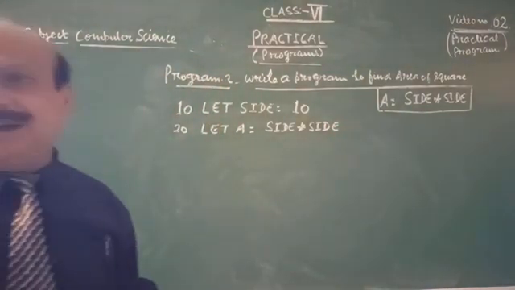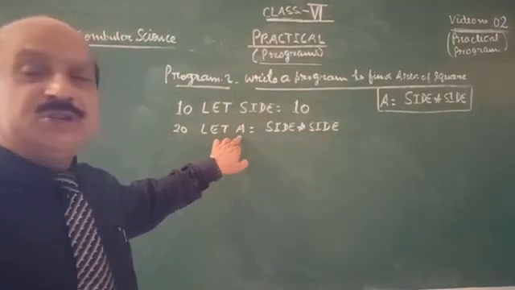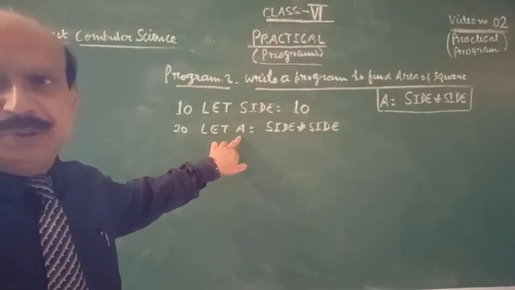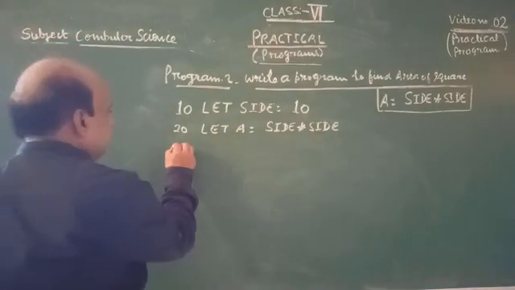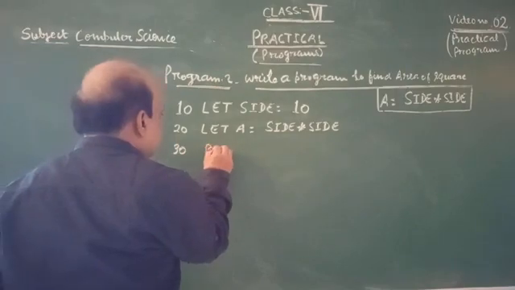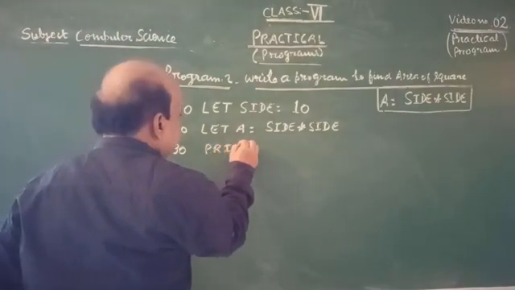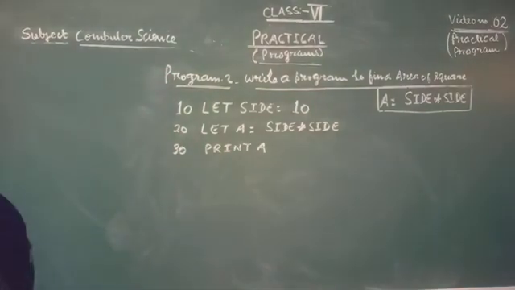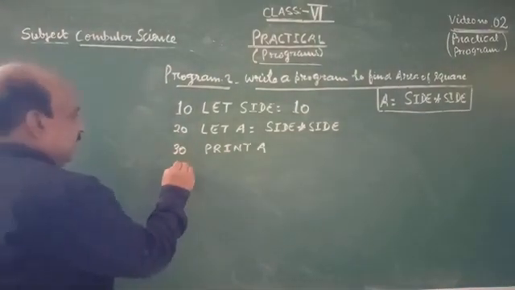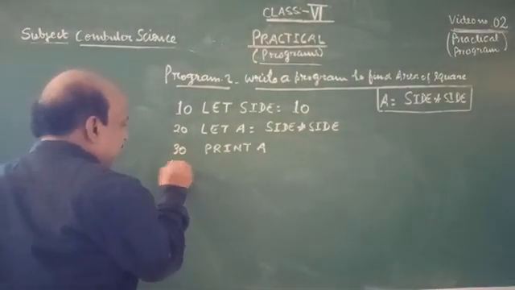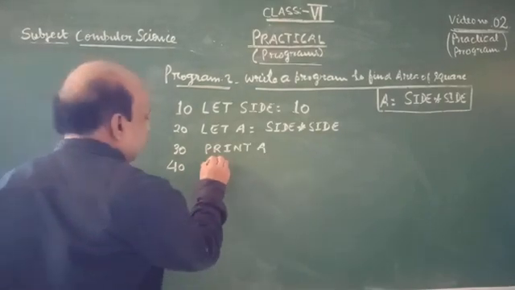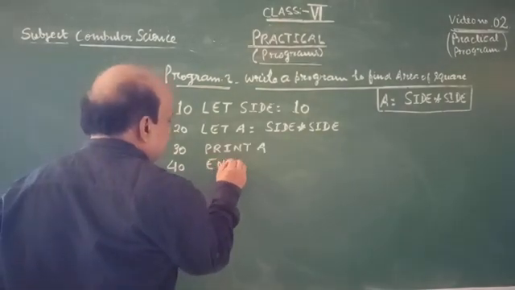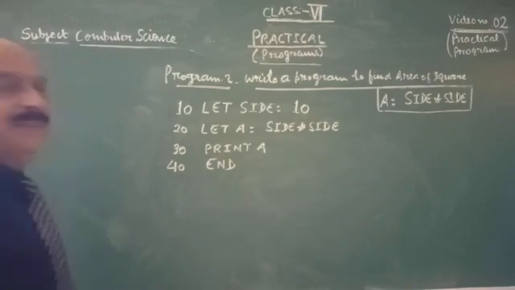Now you have to get the output. So for output you will use this variable with the help of the print statement. So 30 print A, for finding the area of a square. Print A, and every program must end. So at the last statement you will write end. Here your program is completed.